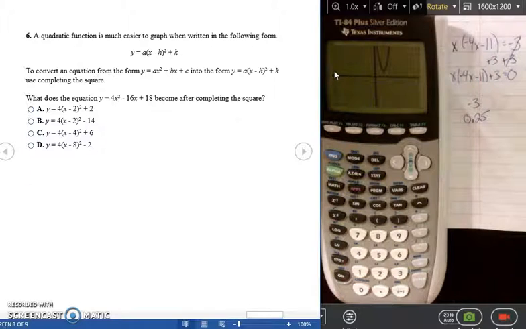There's the first one. And then there's the second graph right over top of the first graph, so that means A is going to be my final answer. If it had been an incorrect answer, I would see two totally different parabolas on the screen.